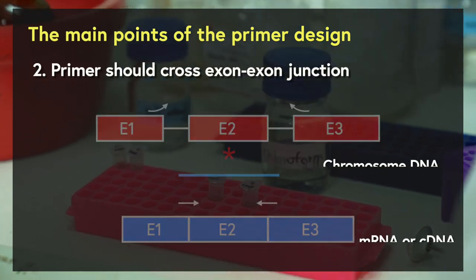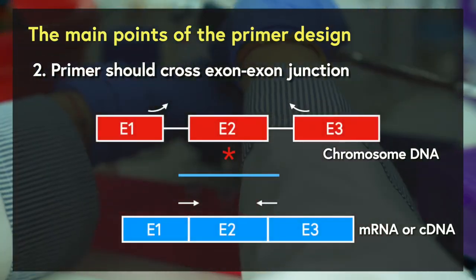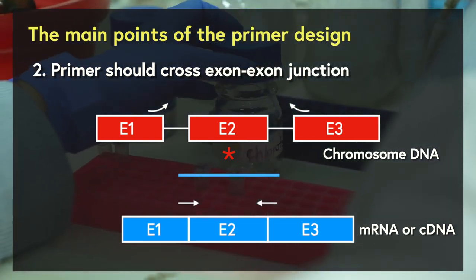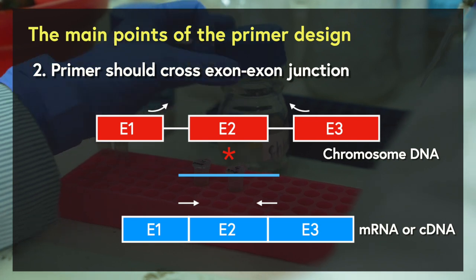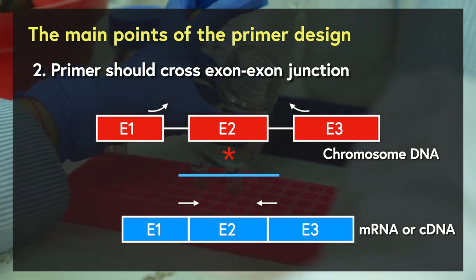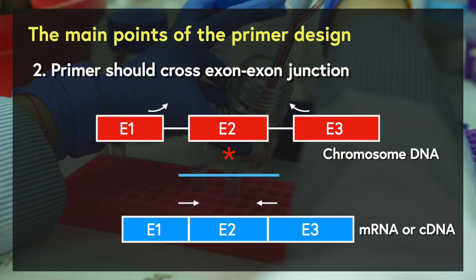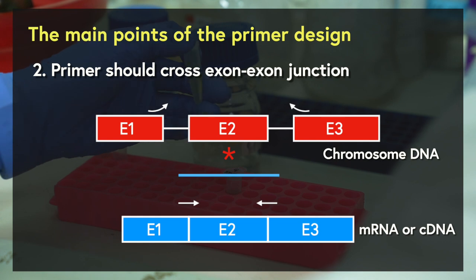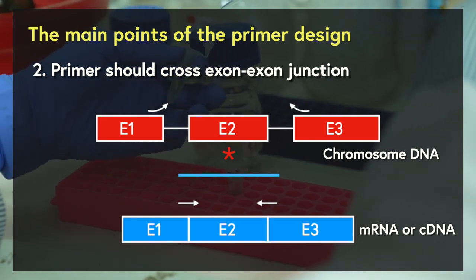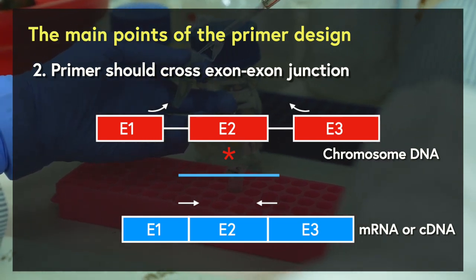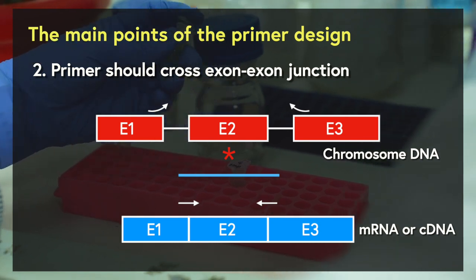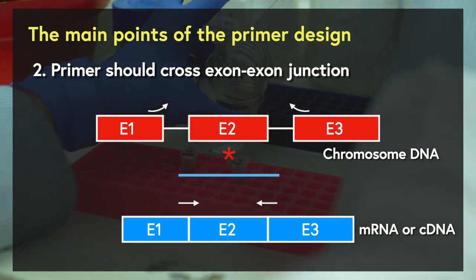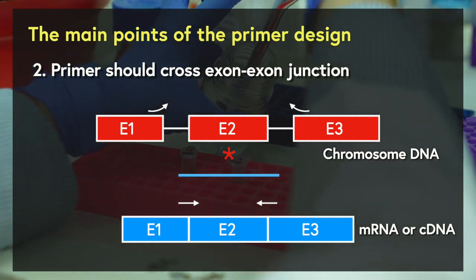Next, primers should cross exon-exon junctions. We just talked about 4 different scenarios. If you want to check again, you can go back to the previous slides and have a look. If there is only one exon, or at least one exon is too long, then there is no need to apply this. Which means that if you are going to design a primer set on an intronless gene, which means that the gene does not have any intron, only exon, then you cannot apply your primer across an exon-exon junction.